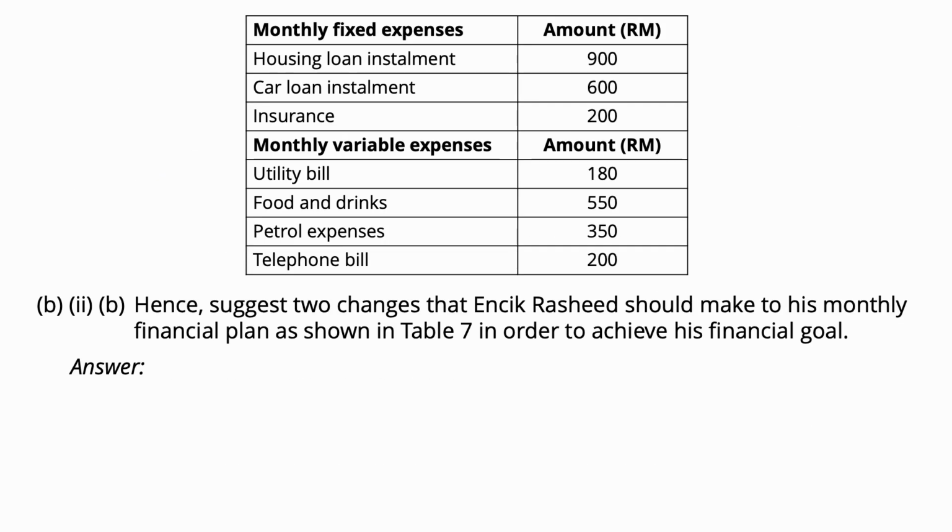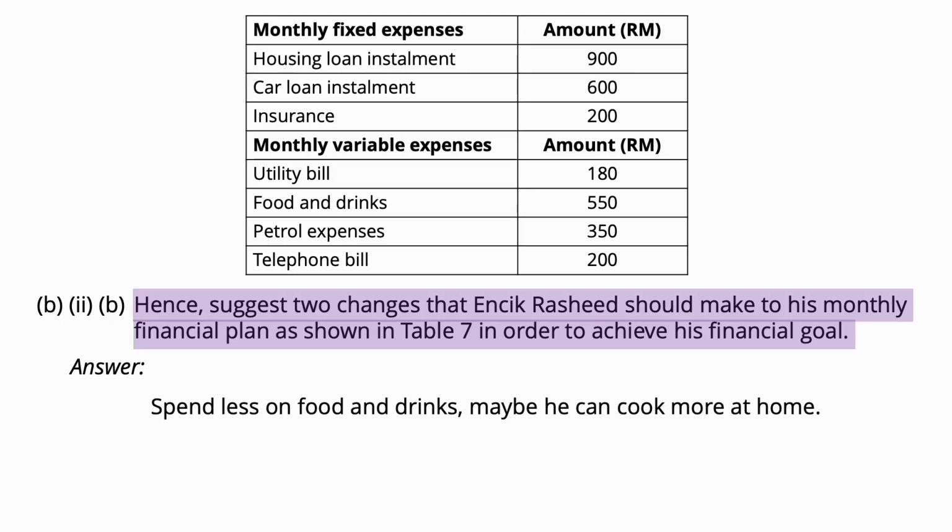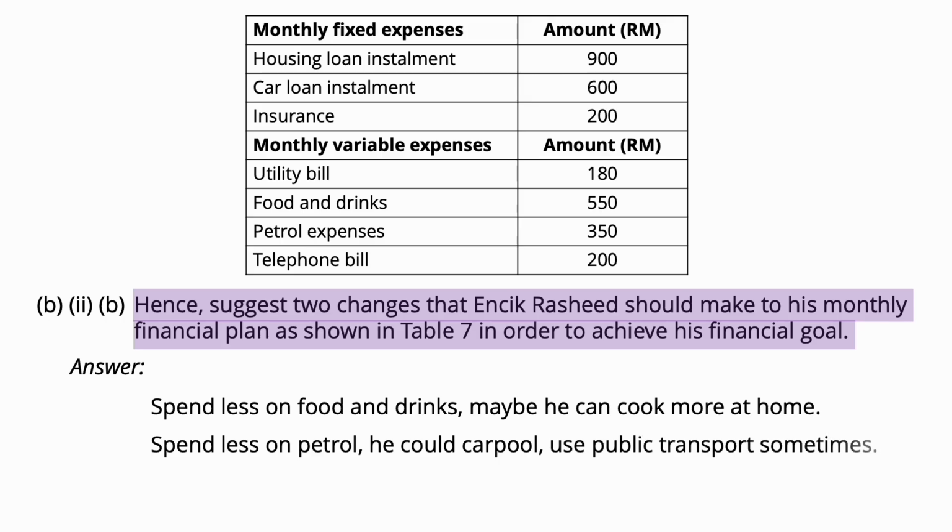B. 2b. Hence, suggest 2 changes that Encik Rashid should make to his monthly financial plan as shown in Table 7 to achieve his financial goal. Encik Rashid can try to spend less on his variable expenses. Spend less on food and drinks, maybe he can cook more at home. Spend less on petrol, he could carpool or use public transport sometimes.